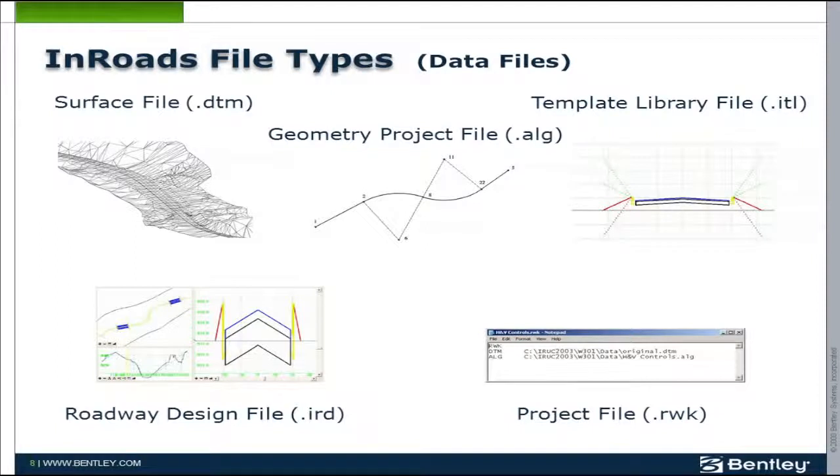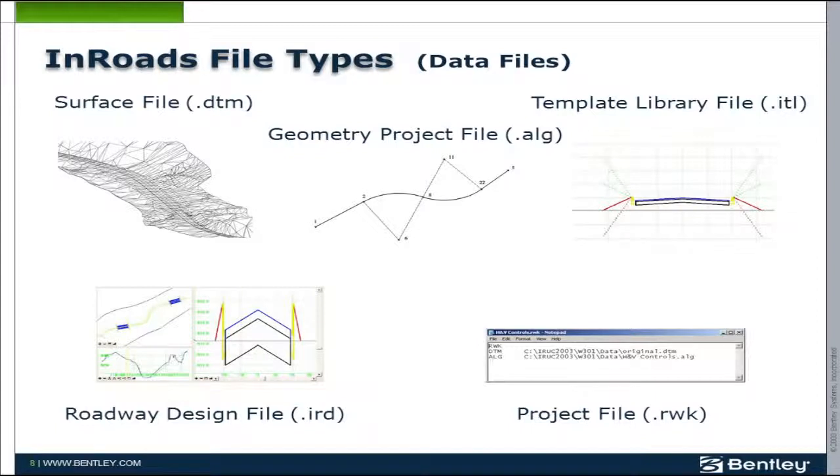You see here the 5 most commonly used InRoads file types. The first is the surface file, or DTM. This is a digital terrain model, which represents the physical terrain. The surface files contain random points, break line, and boundary data. On top of that, they also contain triangle data. These surface files represent either existing surfaces or your design or proposed surfaces.